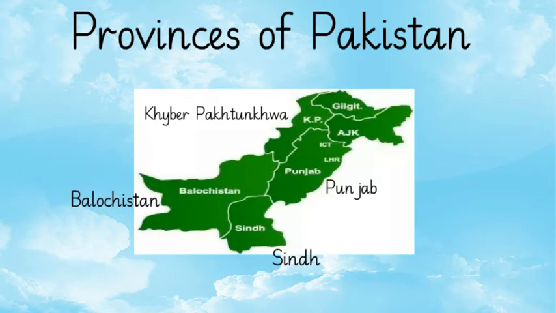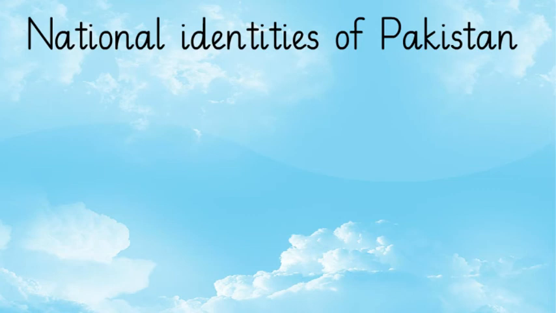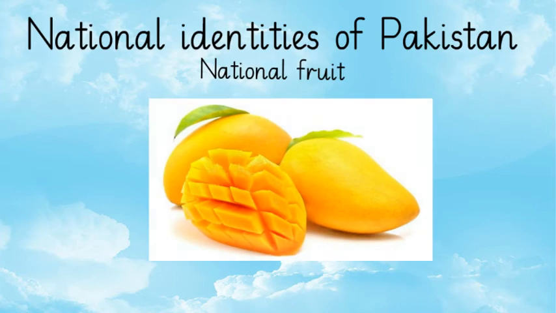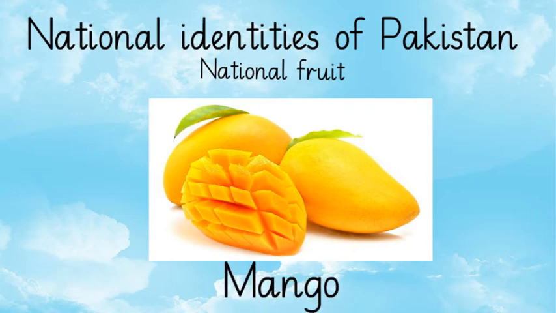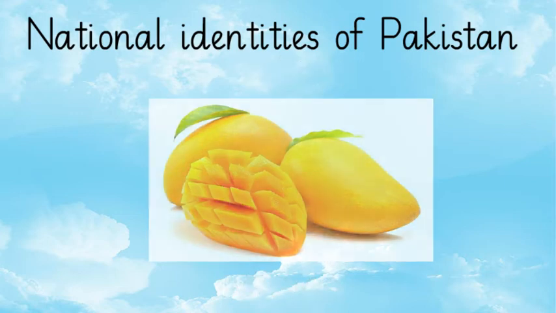So my little learners, let's learn about some national identities of Pakistan. So let me tell you, what is an identity? Identity is something which makes a country different from others. Now look at our national fruit. It is of yellow color. It's so yummy. And I hope you all like this fruit. Which fruit is this? Yummy sweet mango. Mango is the national fruit of Pakistan.